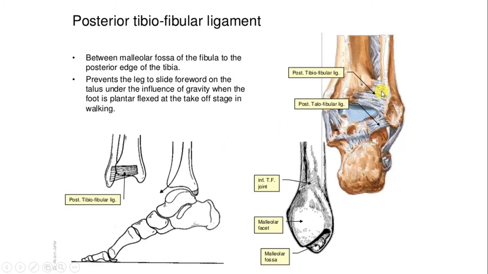Another ligament here is the talofibular ligament, between the talus and the fibula. It also helps in preventing dislocation of the ankle joint when the foot is plantar flexed during walking.